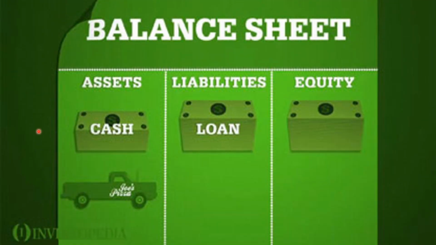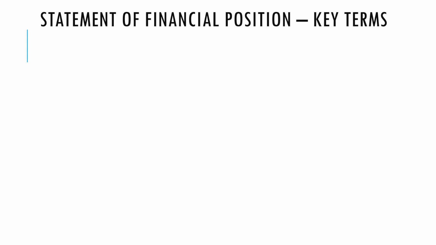Often you'll see a statement of financial position described as a balance sheet, and a balance sheet shows all the assets of a business, all the liabilities of a business, and therefore the final worth of a business. Now, to introduce this concept, there are some key terms that we have to be confident with and familiar with and be able to use.